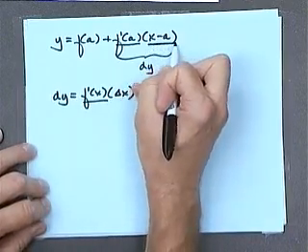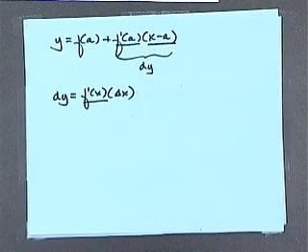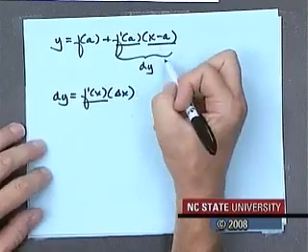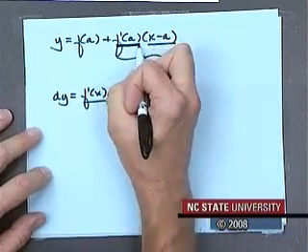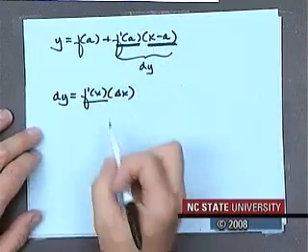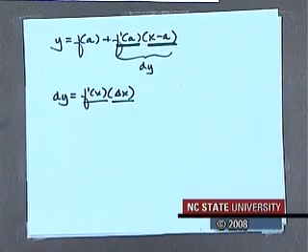Isn't x minus a how much x changed in going from the initial x value, which is a, to the final value, which is some other value? So this is really the change in x. So there's the derivative at a. There is the change in x. That's exactly what dy is equal to.